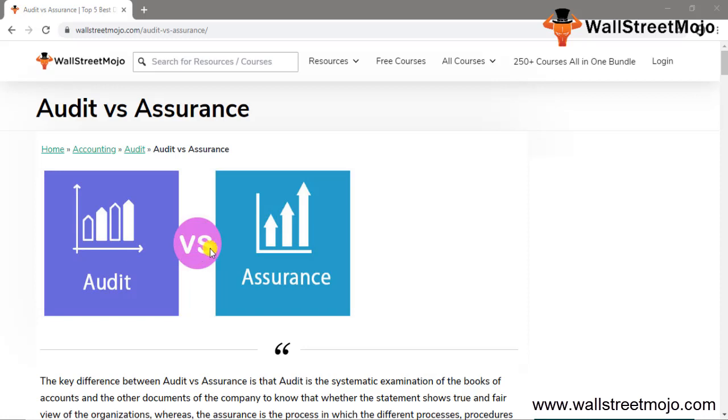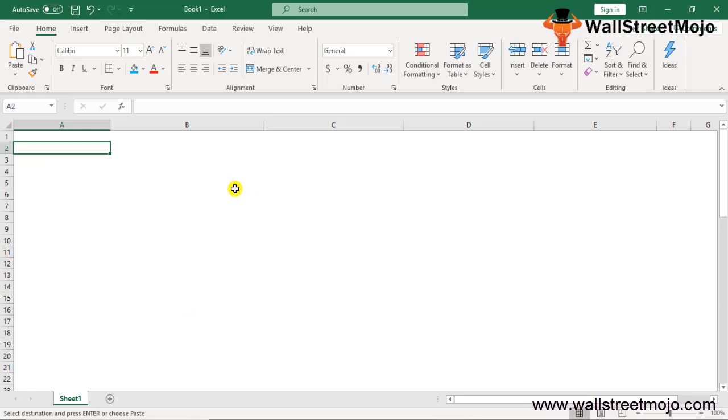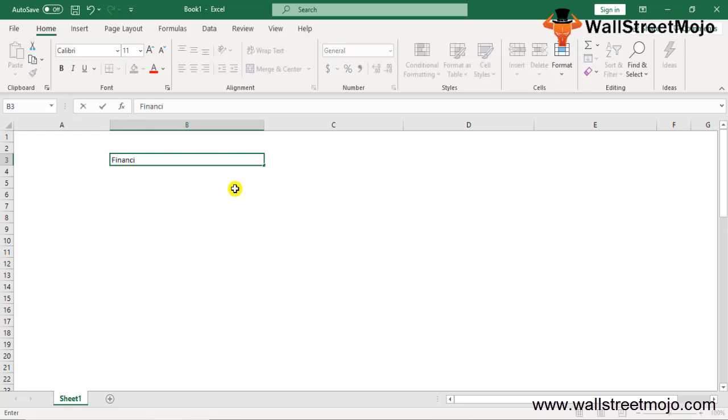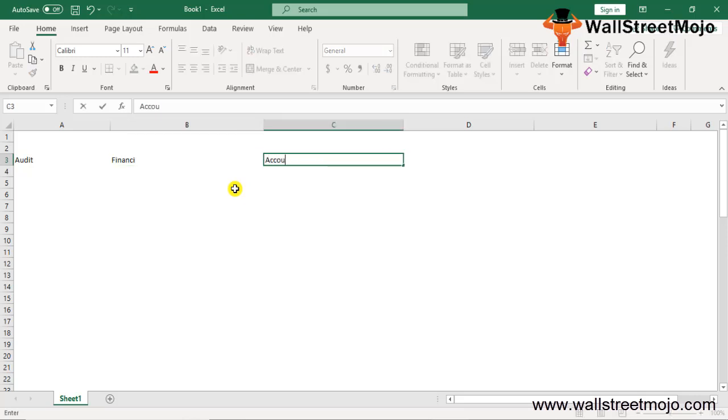So let's begin with the idea that audit and assurance are processes basically used for evaluation of the financial records of the company. They go hand in hand, and audit and assurance is the process of verifying the records available in the company's accounting record as per the accounting standard and principle. It also verifies whether the accounting records are accurate or not.